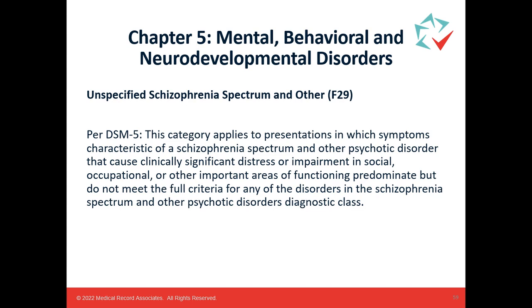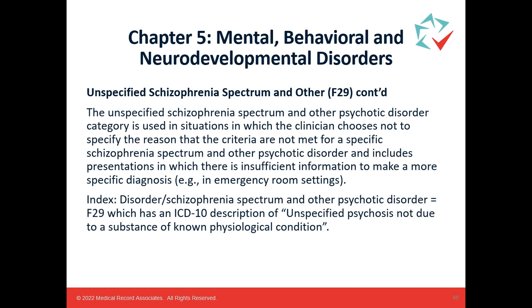Now, for your unspecified schizophrenia spectrum and other psychotic disorder, per DSM-5, this applies to presentations in which symptoms characteristic of a schizophrenia spectrum and other psychotic disorder cause clinically significant distress or impairment in social, occupational, or other important areas of functioning, predominant but does not meet the full criteria for any of the disorders in the schizophrenia spectrum and other psychotic disorders diagnostic class. So again, just a little more information from DSM-5. The unspecified spectrum disorder is used in situations in which the clinician chooses not to specify the reason that the criteria are not met for a specific schizophrenia disorder, and includes presentations in which there is insufficient information to make a more specific diagnosis. So, patient comes into the emergency room.